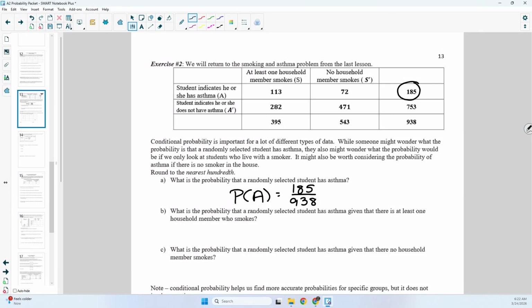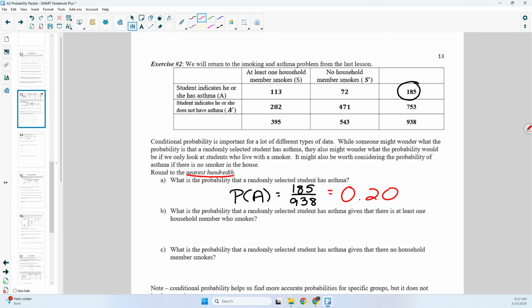Now, as we start to do conditional probabilities, the real reason we do that is because we start to do comparisons of things. While someone might wonder what the probability is that a randomly selected student has asthma, they also might wonder what the probability would be if we only look at students who live with a smoker. So in order to compare these numbers with these large fractions, I don't have a great idea what the actual value is. We're going to start to type these in and get the answers to the nearest number. So this equals 0.20 if I type that in.